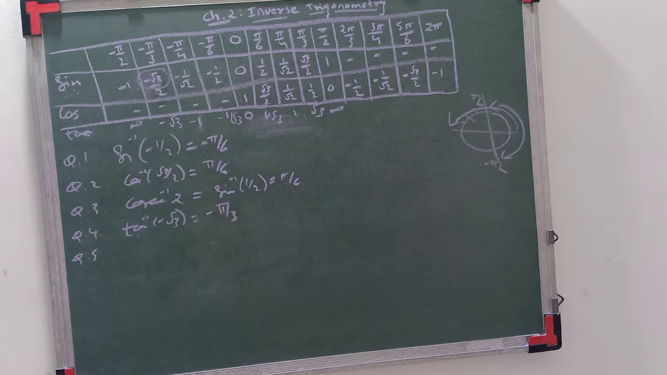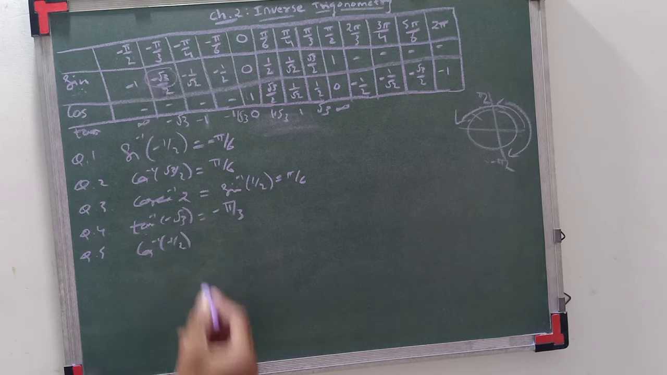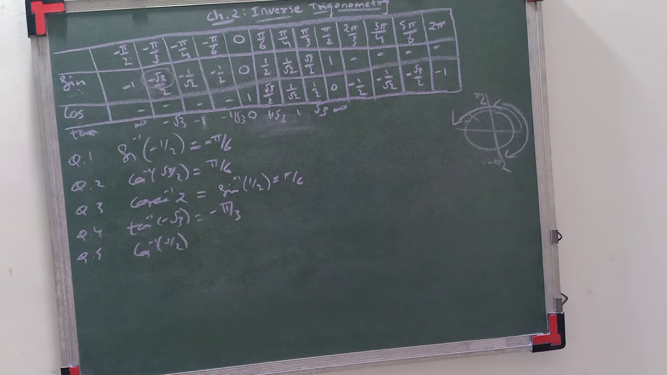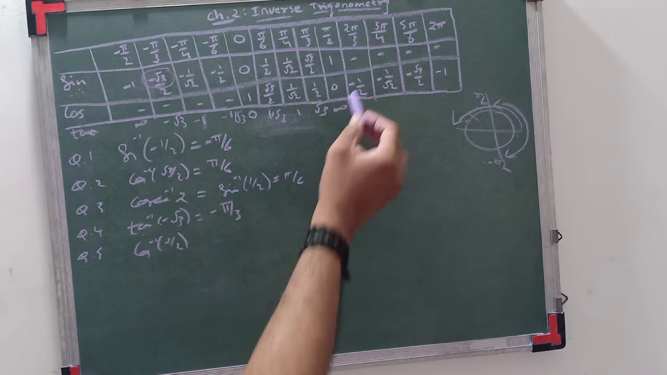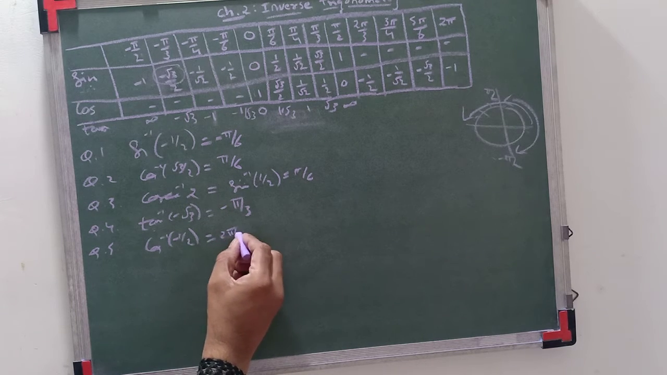Fifth, cos inverse of minus 1 by 2. So under the row of cos, you see where you are getting minus 1 by 2. I am getting it under the column of 2 pi by 3. So what is the answer? 2 pi by 3. The answer is 2 pi by 3.